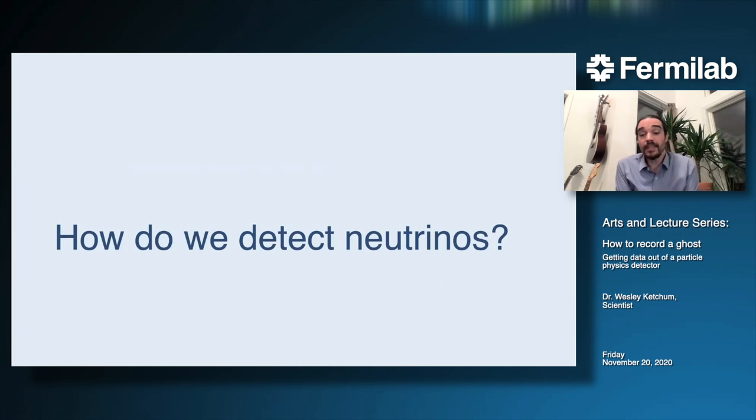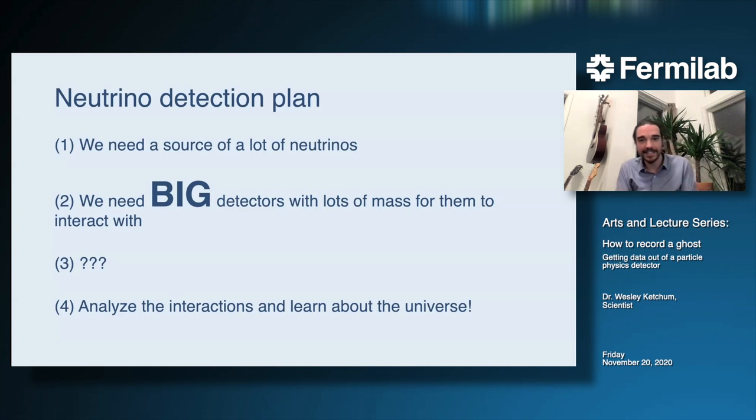Okay, so that's a bit about what neutrinos are, why we're interested in detecting them, and why we're especially interested in this very strange neutrino oscillation. But how do we actually detect neutrinos? The neutrino detection plan involves a few different things, but the blueprint is something like this. First, we need a source of neutrinos, and we need that source to be very intense. Neutrinos don't interact very much. So if we're going to be able to detect them, we're going to have to produce a lot of them and make sure that our detector sees lots of neutrinos, because the more neutrinos it sees, the greater the likelihood that one of them will happen to interact in our detector. So we just need a lot of neutrinos.